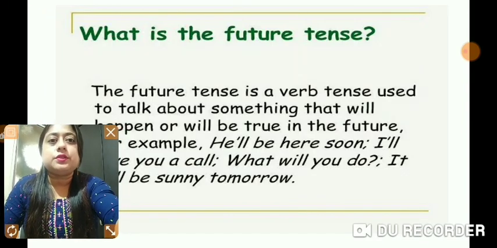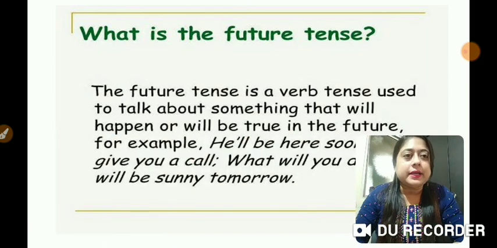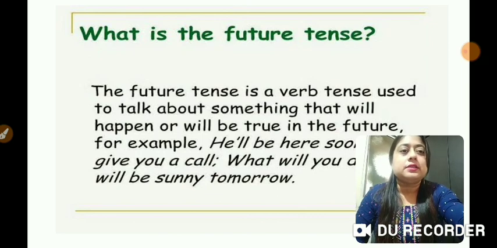So when we talk about future tense, what do we mean by it? A future tense is a verb tense used to talk about something that will happen or will be true in future. That is in the coming time, the actions that will take place in future. When we talk about those things, that particular sentence is in future tense. It is the action which is not a part of present or past, but in the coming time it is going to take place. For example, let us see, he will be here soon.